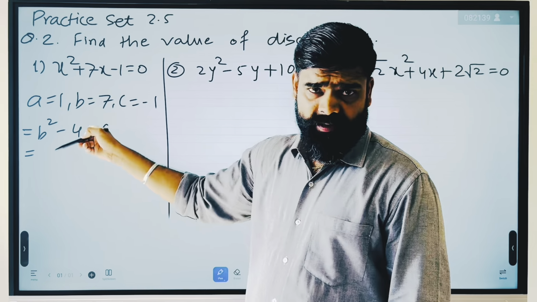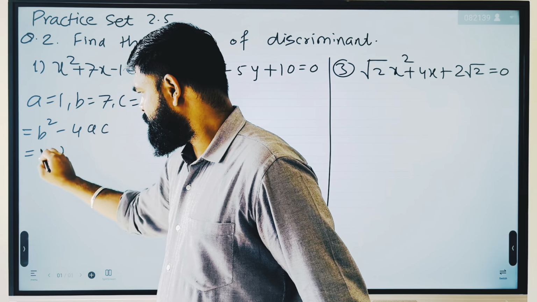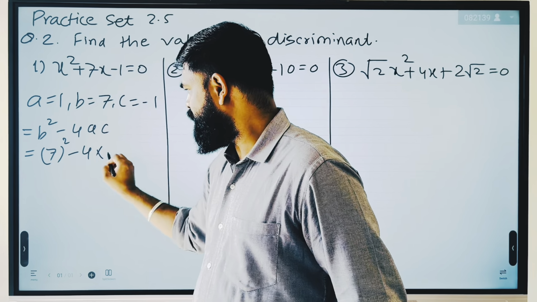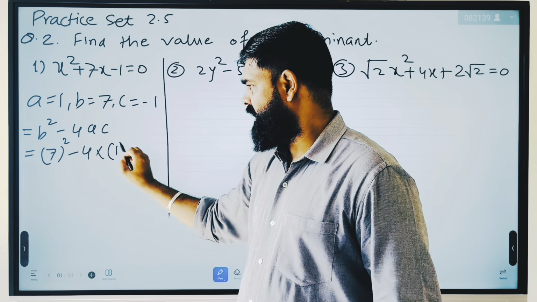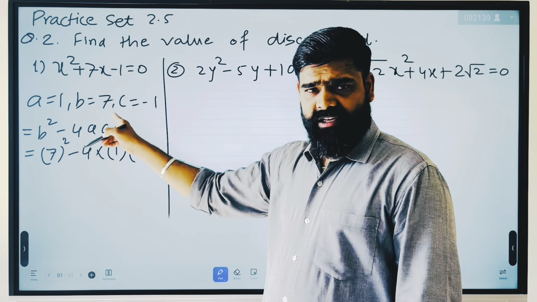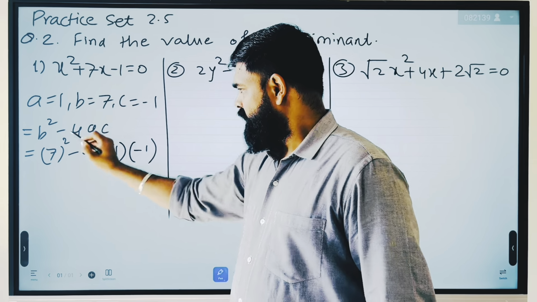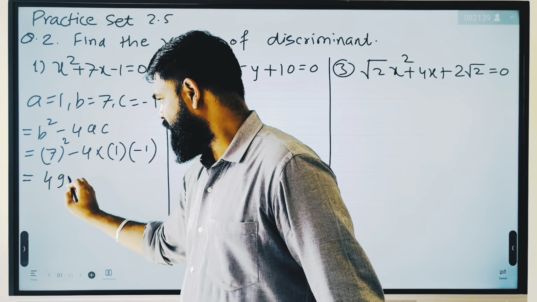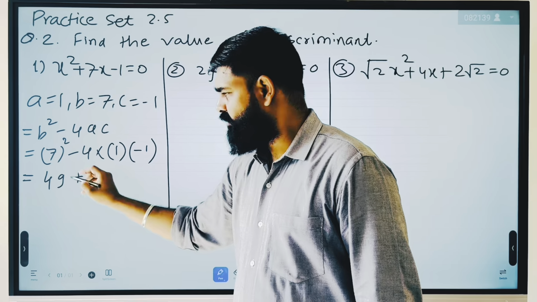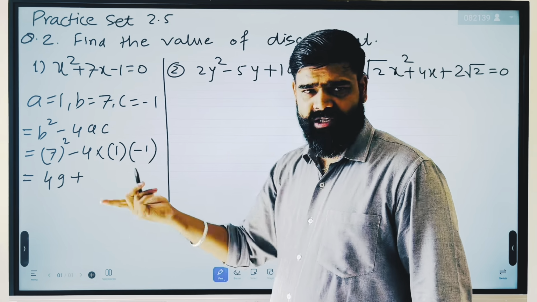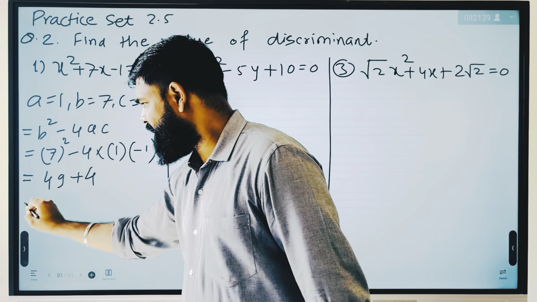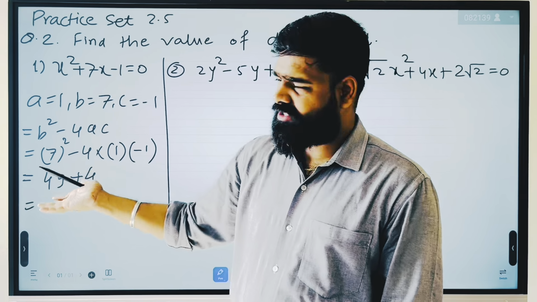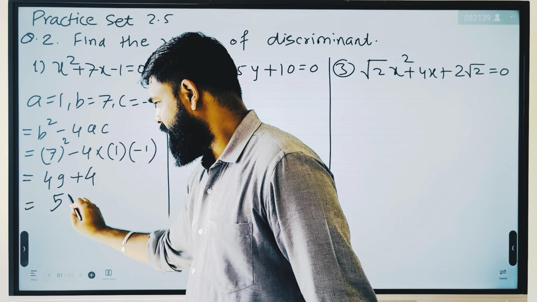So the value of b is 7 here. So 7 square minus 4 into value of a is equal to 1 and value of c is equal to -1. So 7 square is 49, minus will get positive here. 4 into 1 is 4. So the final value of b square minus 4ac, that is discriminant, is 53.